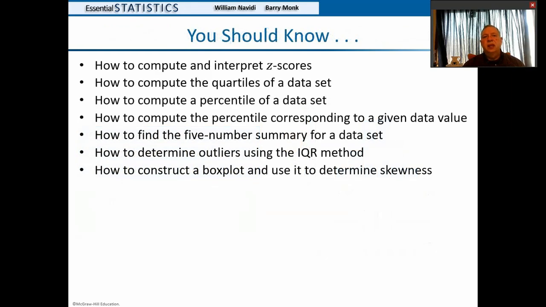Okay. So I hope you found this informative. Go back, look at those Z-scores, how to compute the quartiles, percentiles, how to compute the percentile corresponding to a given data value, finding that five number summary, how to determine outliers with the IQR, and then construct that box plot and be able to determine the skewness from that data.